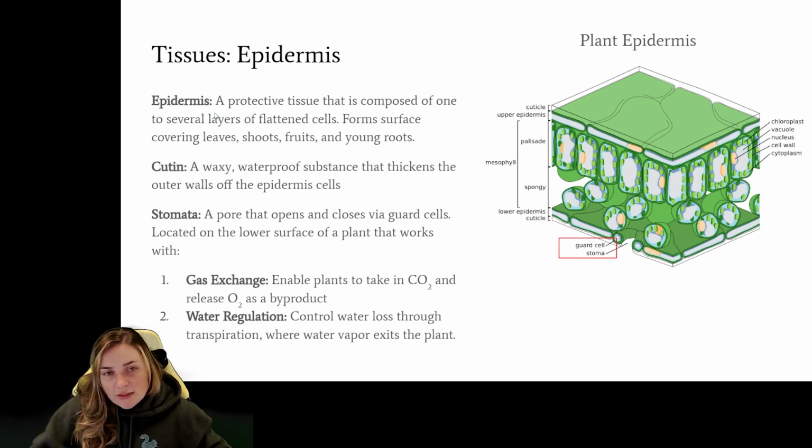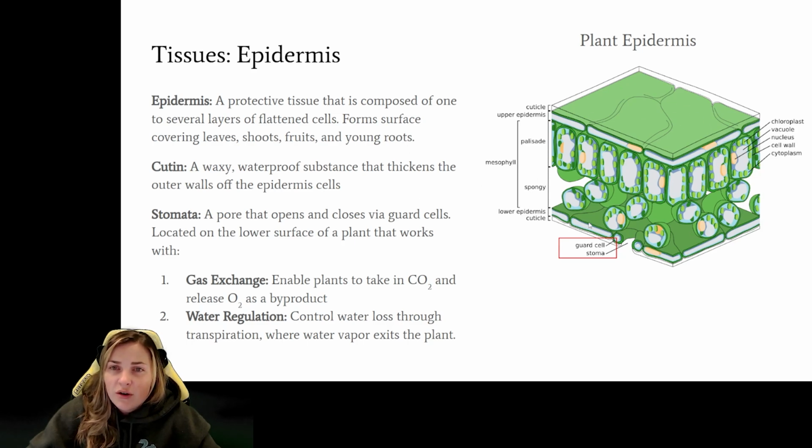Okay, next on tissues we have the epidermis, right? So if you're familiar with that word, it's like the layer of your skin or the outer layer of the plant too, right? It's a protective tissue that's composed of one to several layers of flattened cells, forms surface covering of the leaves, shoots, fruits, and young roots, right?